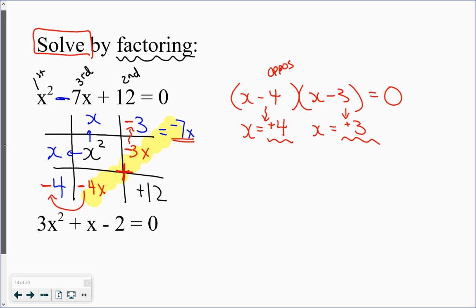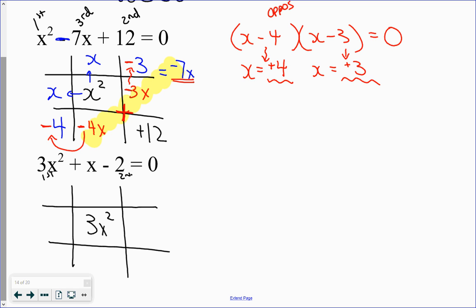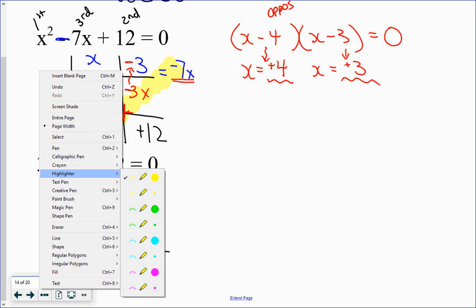Okay, let's do one more, a little bit harder factoring this time. So it might take you a little bit longer to figure out the combination of numbers. So again, the 3x squared, we'll deal with that one first. The negative 2, we deal with that one second. And then we take our diagonal.